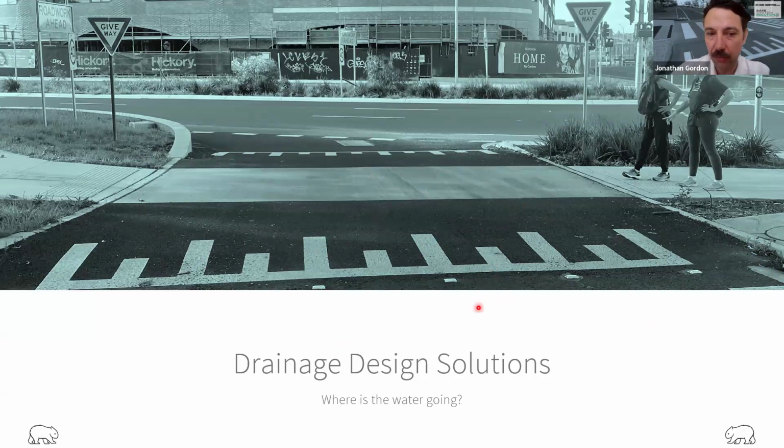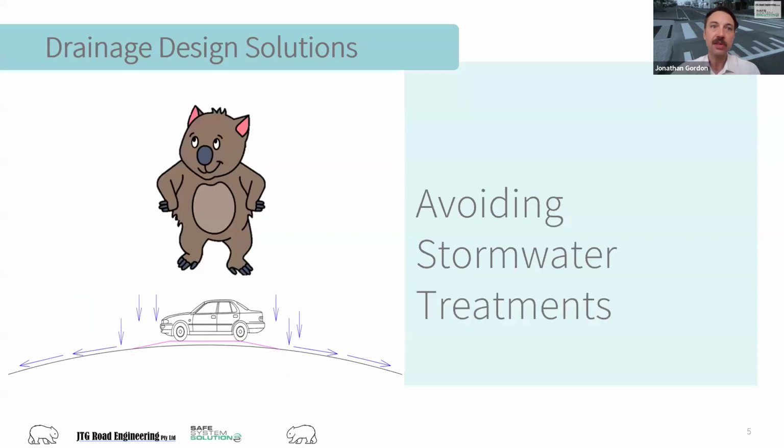It's a key component to our design. It's actually a key part of scoping our projects, and we need to make sure that we have the appropriate solution for our drainage for every project. So jumping into the options that we have for drainage is, of course, avoiding stormwater.